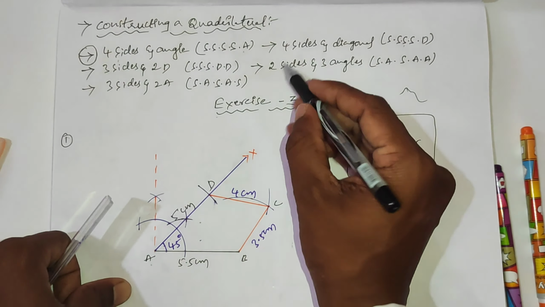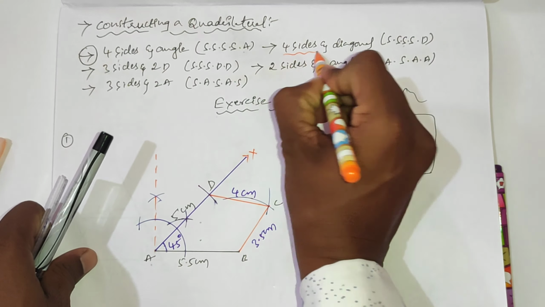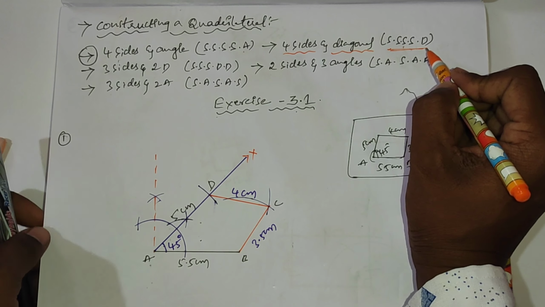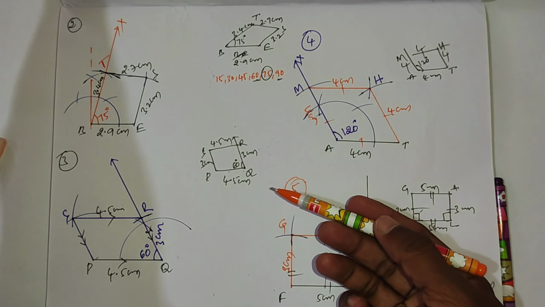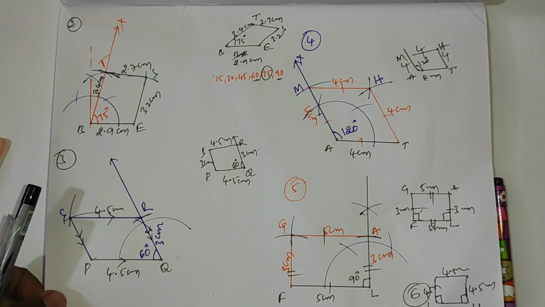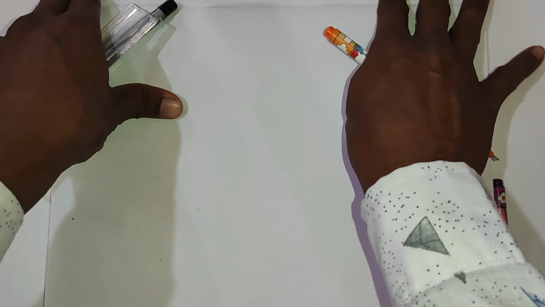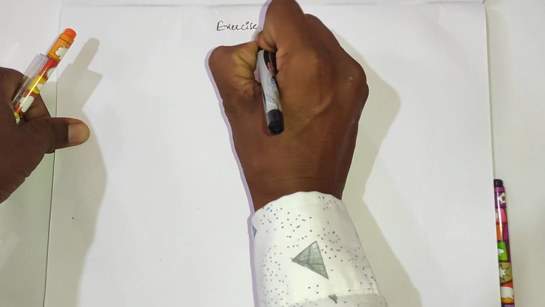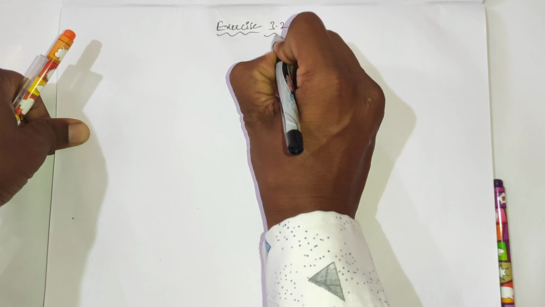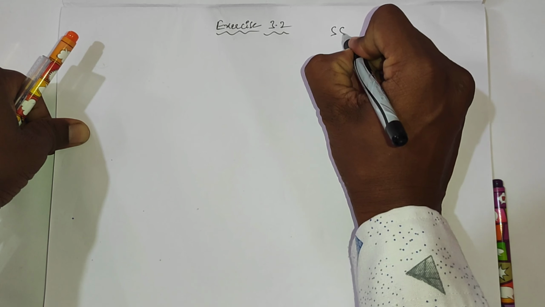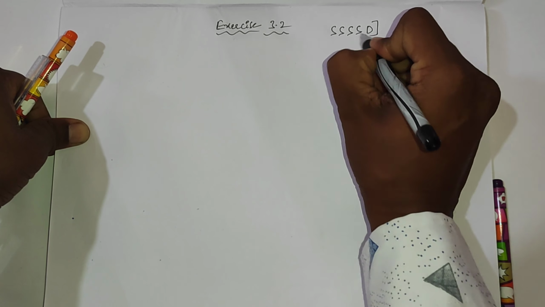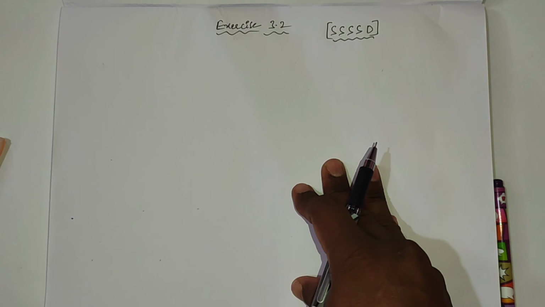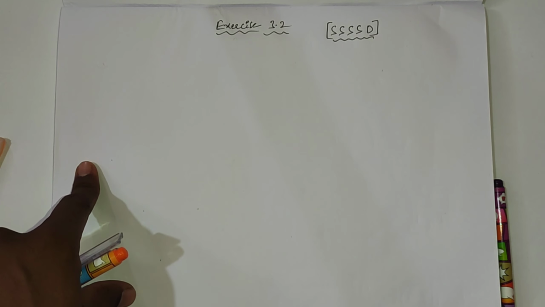So today we are going to discuss the second topic, when 4 sides and a diagonal are given, nothing but side, side, side, side and a diagonal. So this is about exercise 3.2. Yesterday we completed the total first exercise, right? Today we'll start with exercise 3.2. When given 4 sides and a diagonal, how will you construct a quadrilateral? We'll see now. So in that, the first question.